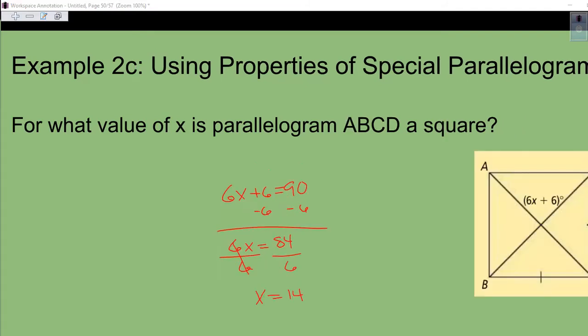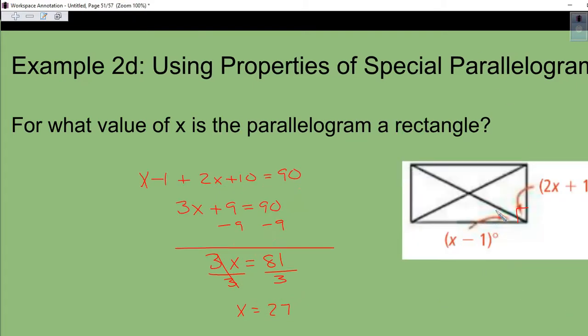In the next problem, everybody seems to have trouble with this one. Remember, if it's a square, it has the properties of a rhombus, which means the diagonals are perpendicular to one another. So that means it meets at a right angle, and so this is a 90-degree angle. So we just take 6x plus 6 equals 90 and solve for x, and we get x is 14.